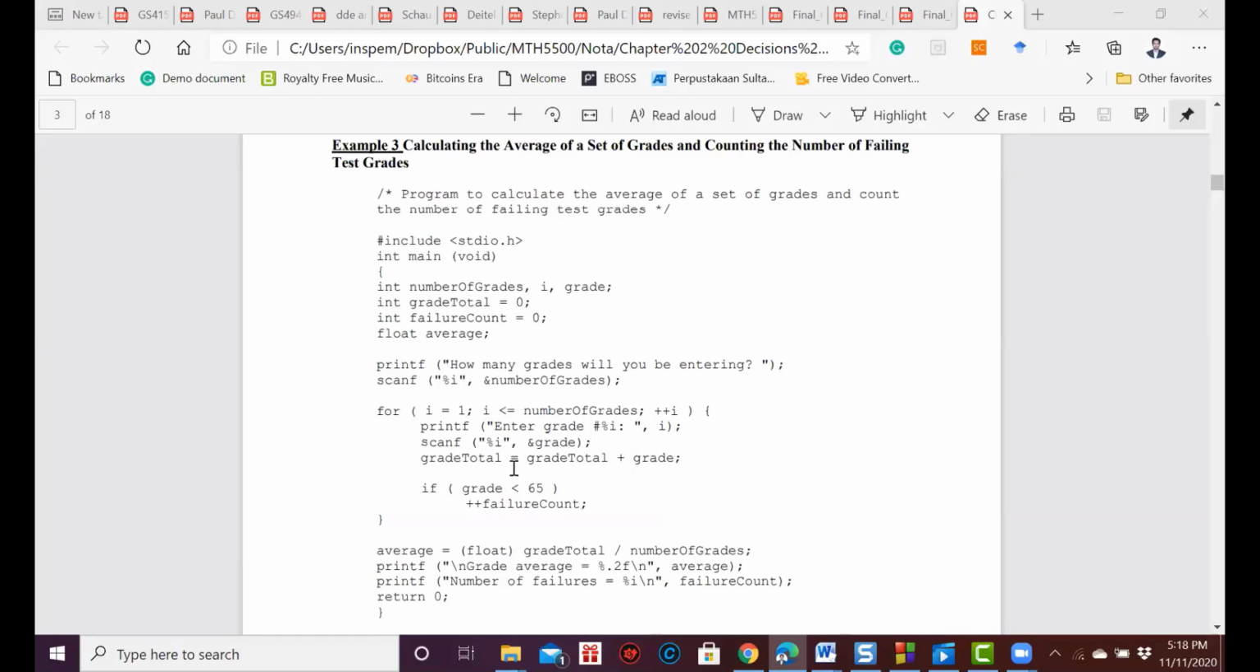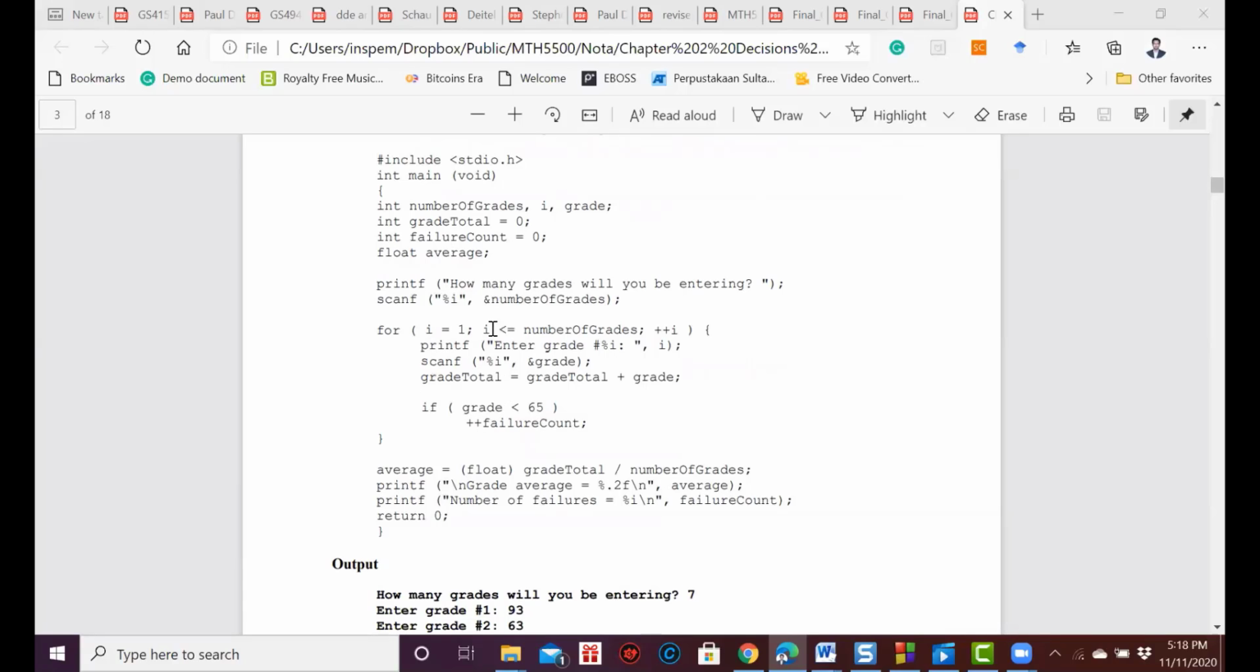Okay, now after finishing this looping, we check if 3 is less than or equal to 3, yes. Then let's say we process 4 less than 3, no, so we go out from the for loop. Okay, so here we calculate the grade total.